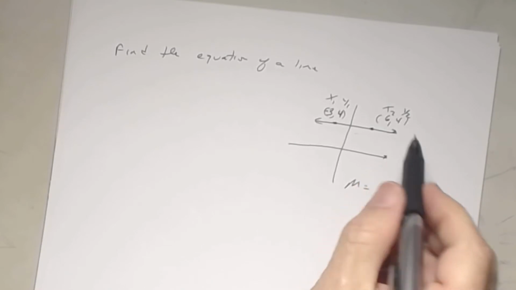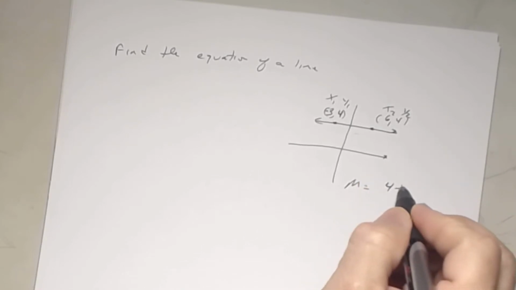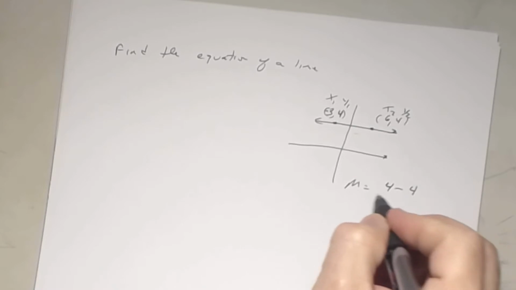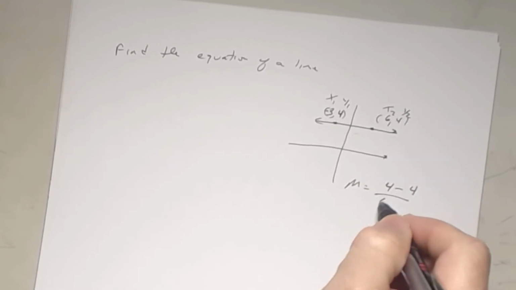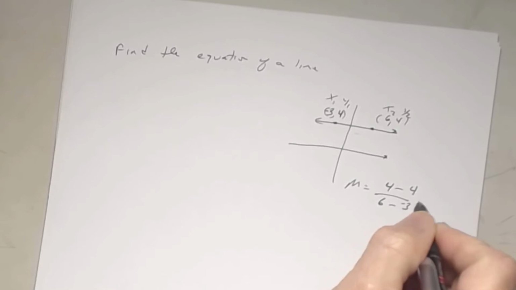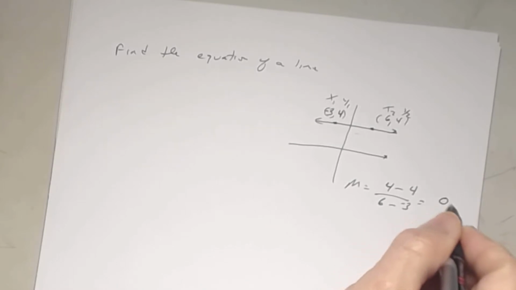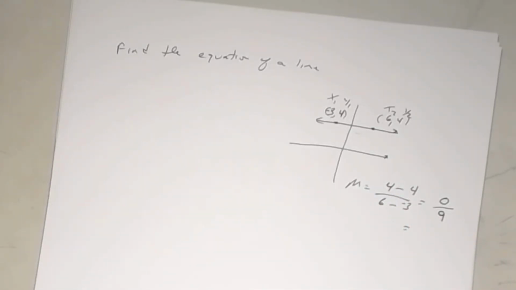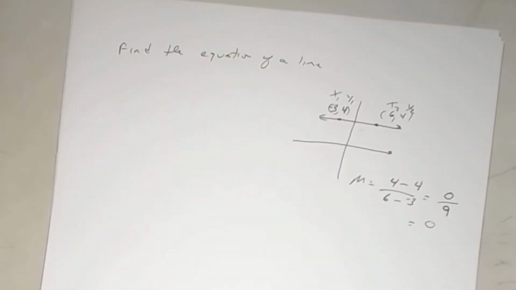Let's find the slope. Slope equals y2 minus y1, which is 4 minus 4, over x2 minus x1, which is 6 minus -3. What's the numerator? 0. What's the denominator? 9. And 0 divided by 9 on your calculator is 0. So the slope of a horizontal line is 0. On the video I mentioned earlier, it talks about that. So all horizontal lines have slope 0.